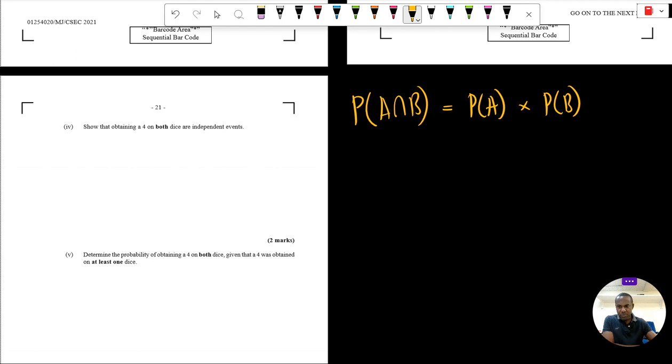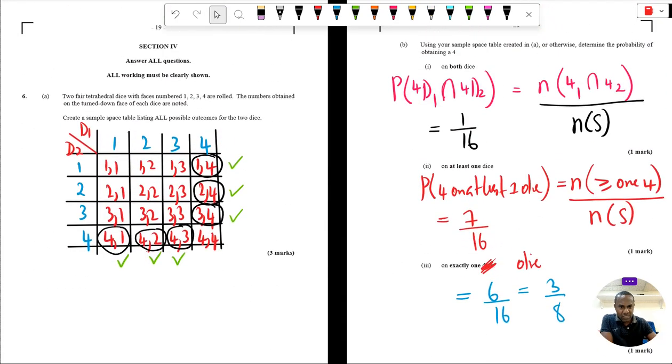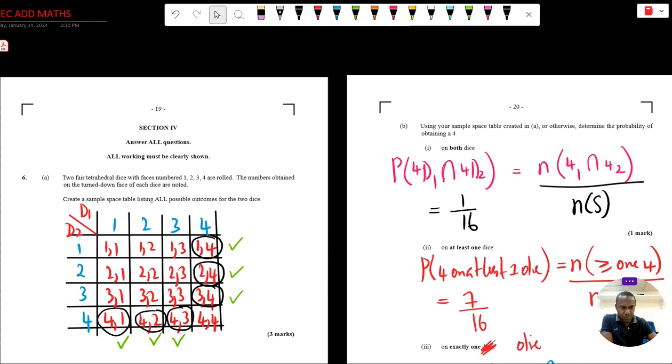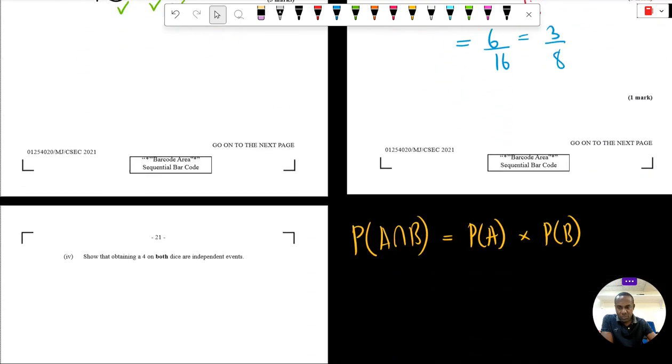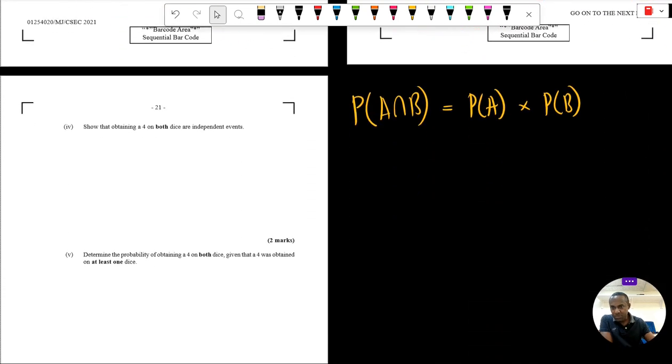Now, if we go back a little bit, we will see that from part B, we found the probability of obtaining 4s on both dice. So we can say that the probability of obtaining a 4 on die 1 and a 4 on die 2, of course, is equal to 1 over 16, right? 1 over 16.